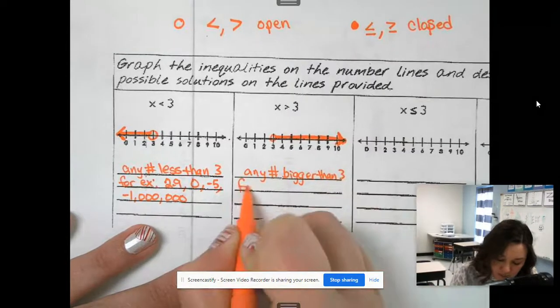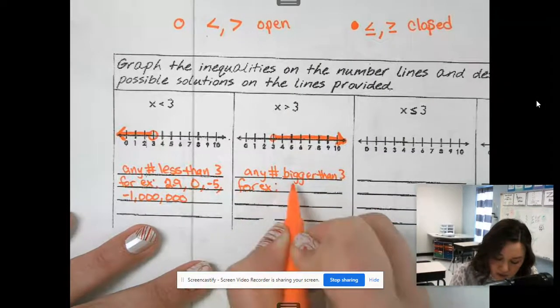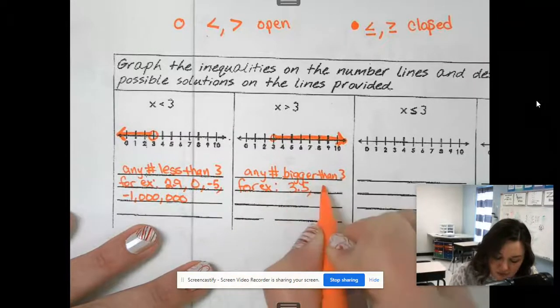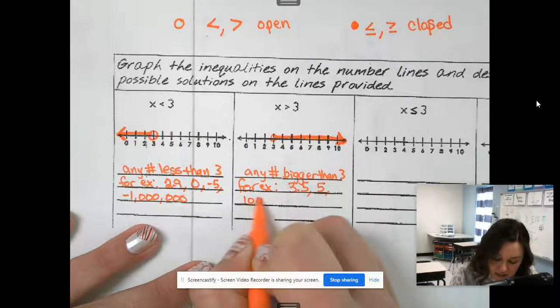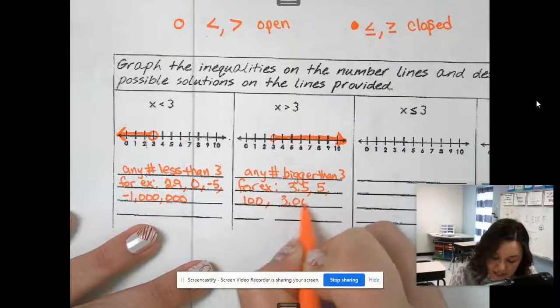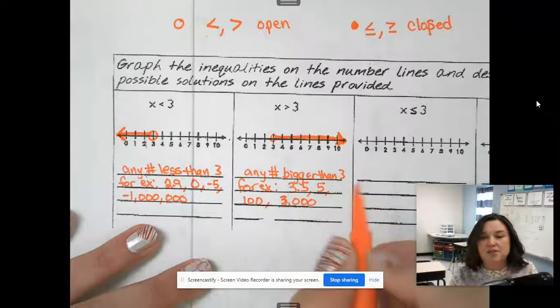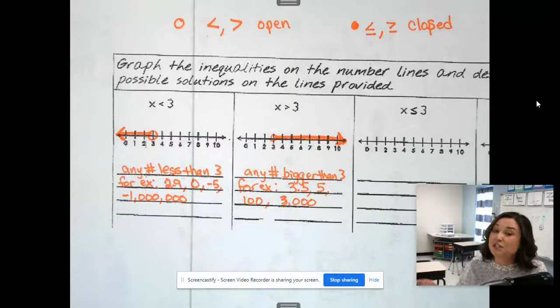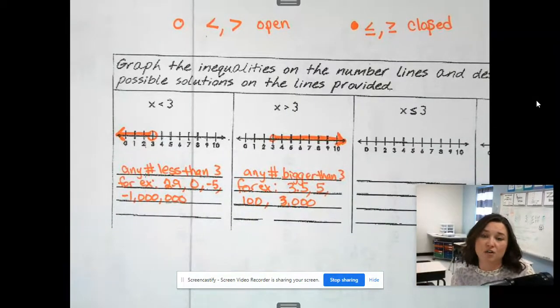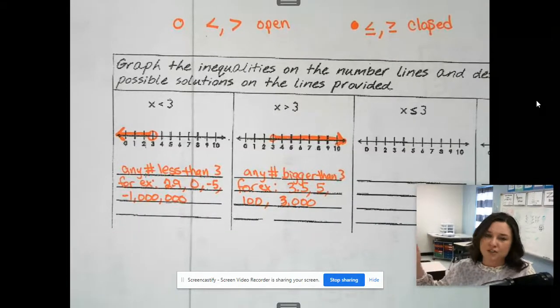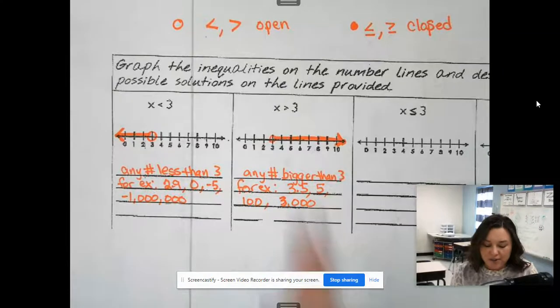So it might be, for example, 3.5, 5, 100, 3,000, any number that is bigger than 3. So that would be an example of like you must be taller than 3 feet tall to ride this ride. So if you're 3 feet 1 inch, you can ride. If you're 10 feet tall, who's 10 feet tall, you can ride. So that's what this represents.